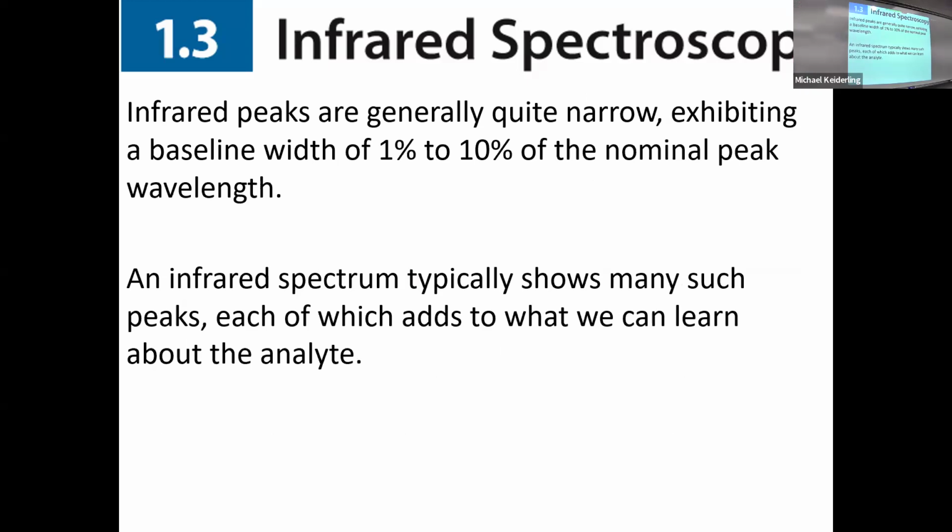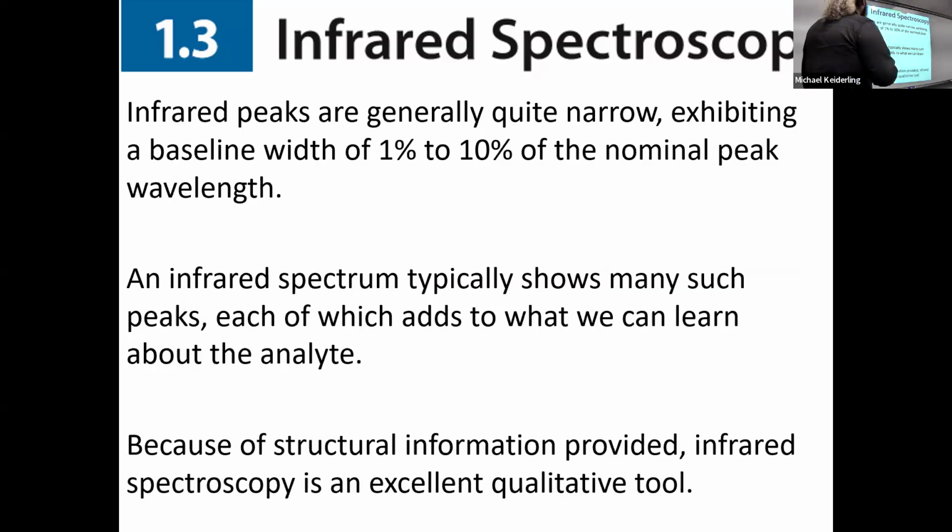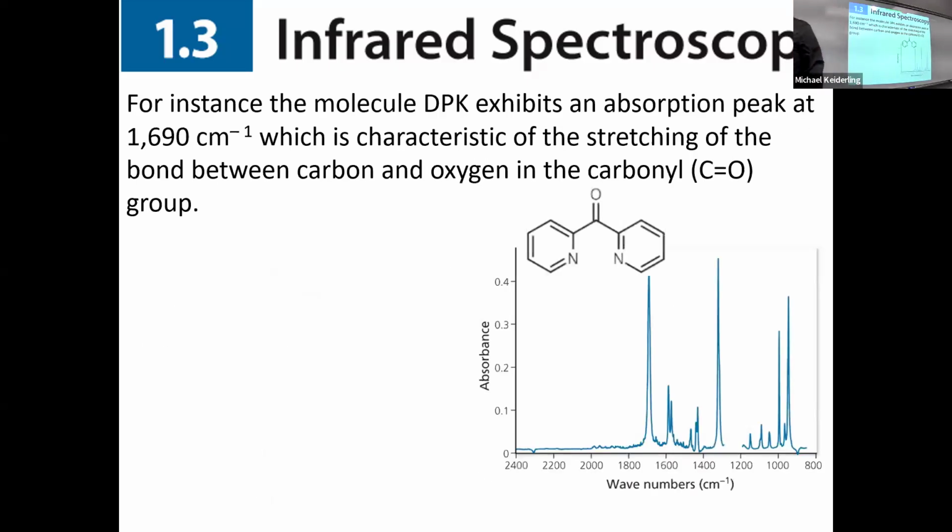And an infrared spectrum technically shows a lot of these peaks, which adds to what we can learn about the analyte. And because of the structural information provided, infrared spectroscopy is an excellent qualitative tool. And because of the improvements with Fourier transform infrared, you can actually use it as an effective quantitative tool as well. It's not naturally good at it, but Fourier transform methods give you generally so much better data than other methods that you can do it.